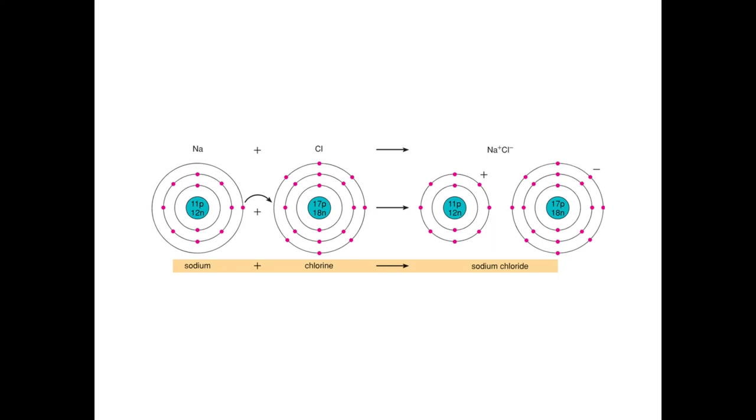So it's not that it loses it, it's that now they have formed a unity, and they are going to use those electrons between the two of them. So sodium plus chlorine becomes sodium chloride, an ionic bond.